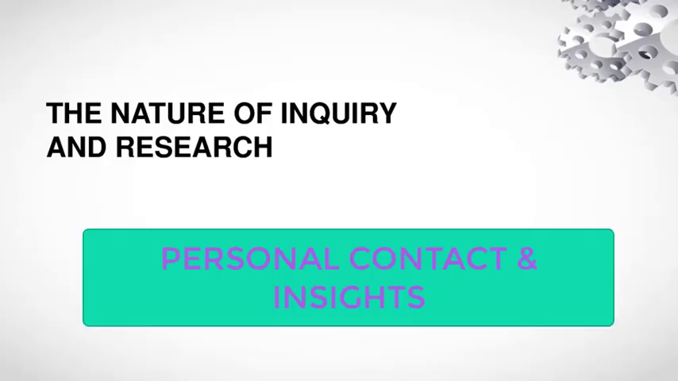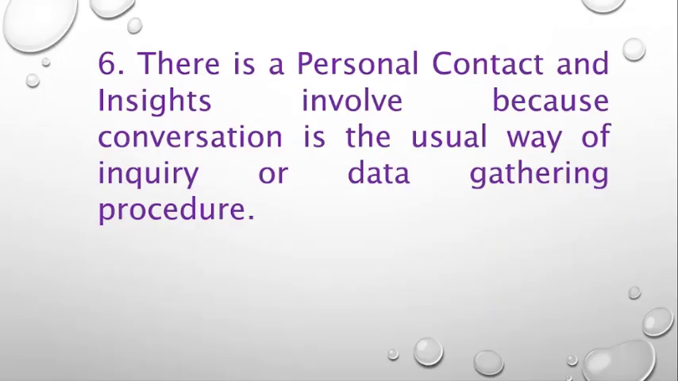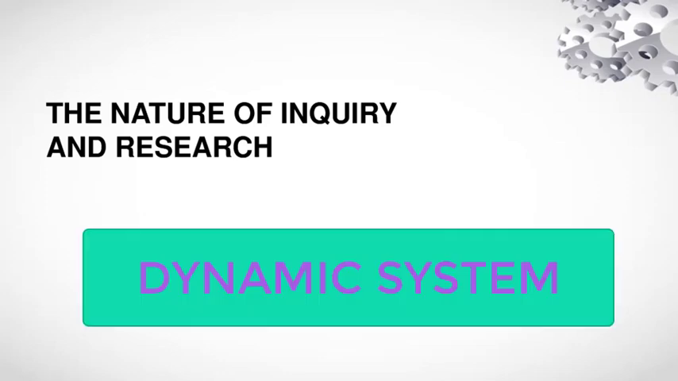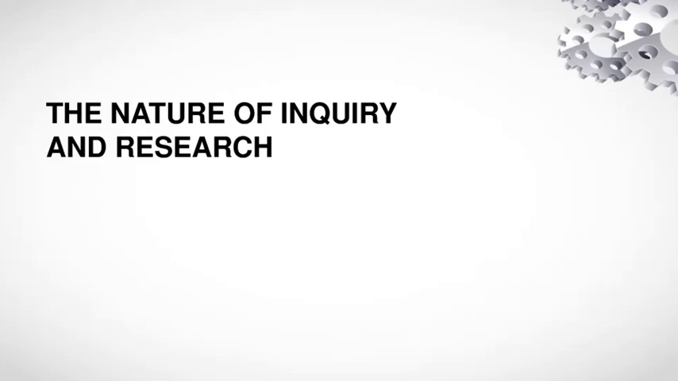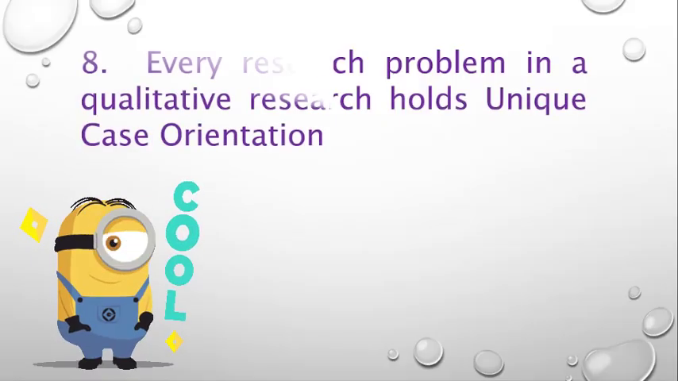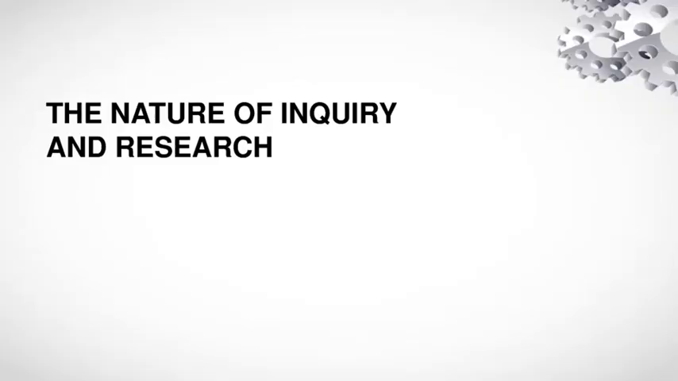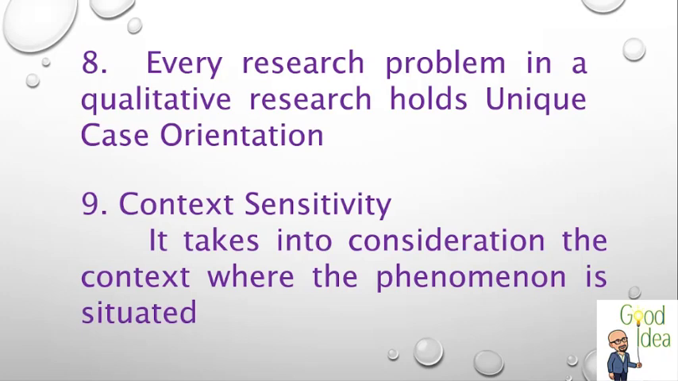Number 6, there is a personal contact and insights involved because conversation is usually a way of inquiry in the data gathering procedure. Number 7, dynamic system, because a qualitative research does not follow a stationary procedure. Number 8, every research problem in a qualitative research holds unique case orientation. Number 9, context sensitivity. It takes into consideration the context where the phenomenon is situated.